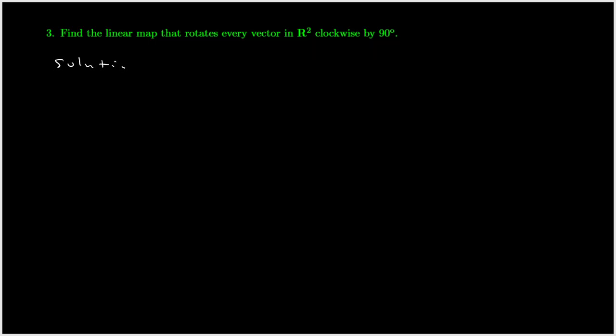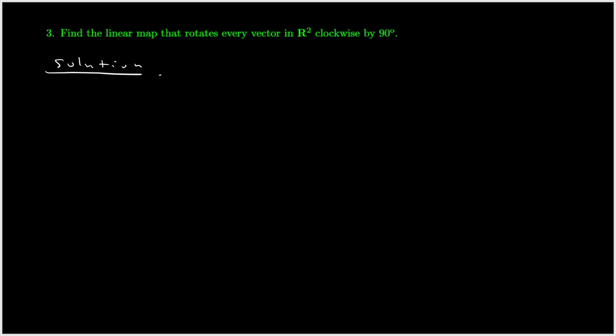Now the solution. So anybody can guess what we do? How can we get started with the question? To determine a linear map, we need a matrix. To determine the matrix, we need the outputs of standard basis vectors. We start from that. So the first thing we do is to get the outputs of i and j.